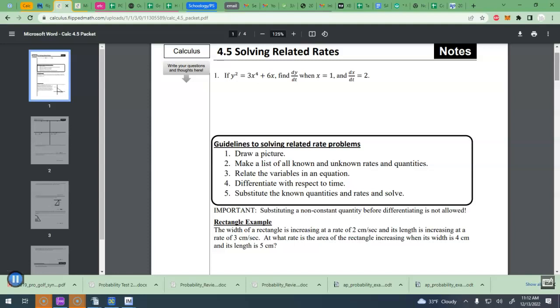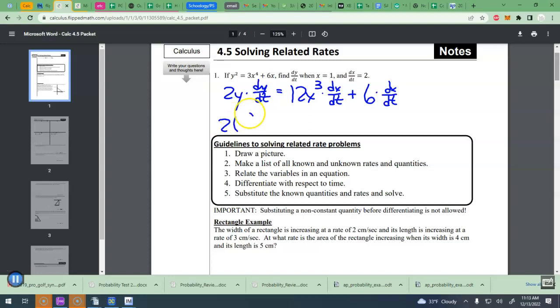So I'm going to take the derivative of everything. The derivative of y squared is 2y, but I took the derivative of a y, so I multiplied by dy dt. And then the derivative of 3x to the fourth is 12x to the third, but I took the derivative of an x, so I multiplied by dx dt. And then the derivative of 6x is 6. I multiplied by dx dt because I took the derivative of x. Some of these are a little bit annoying. They give you enough to just be annoying because you have to do more work.